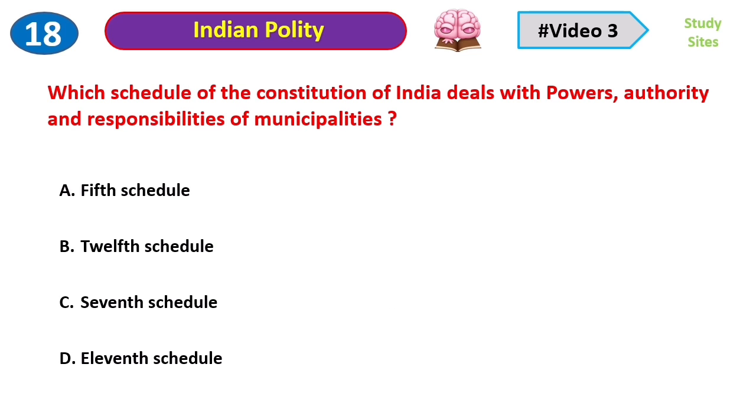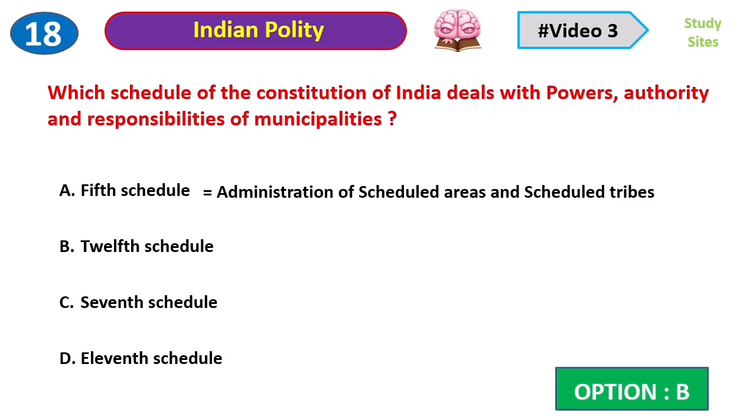Which schedule of the Constitution of India deals with powers, authority and responsibilities of municipalities? 12th schedule. And friends, 5th schedule deals with administration of scheduled areas and scheduled tribes. 7th schedule deals with union, state and concurrent list, and 11th schedule deals with panchayats.